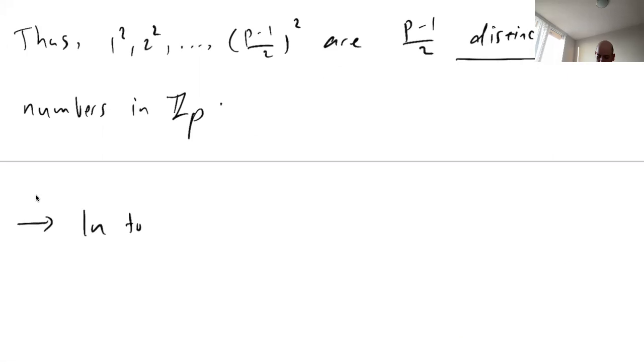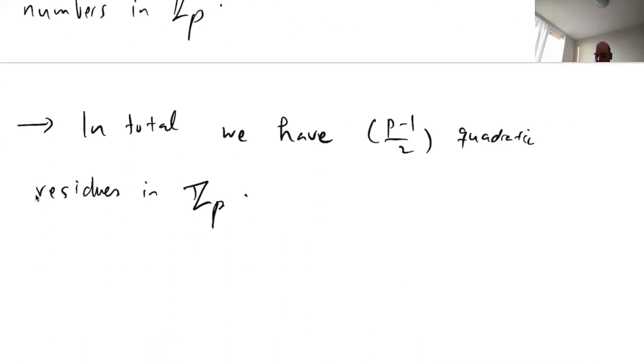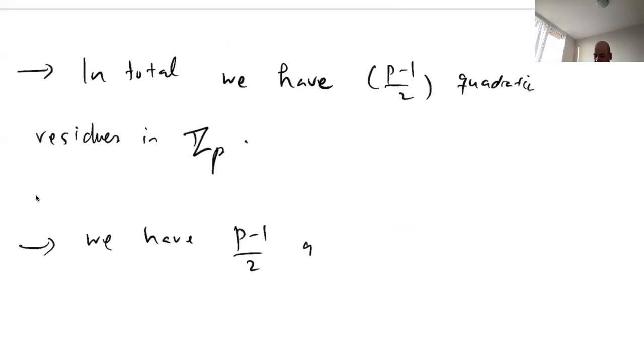In total, we have (p minus 1)/2 quadratic residues in Zp. And therefore, the rest will be automatically quadratic non-residues. So we have (p minus 1)/2 quadratic non-residues in Zp.